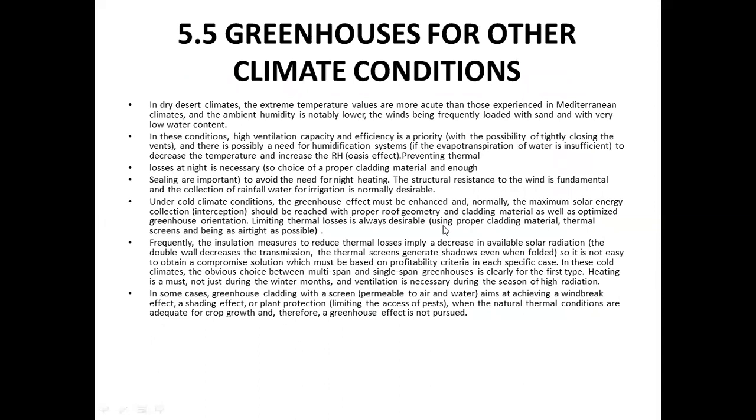Greenhouses for other climatic conditions. In dry desert climates, the extreme temperature values are more acute than those experienced in Mediterranean climates, and the ambient humidity is notably lower. The winds are frequently loaded with sand and have very low water content. In these conditions, high ventilation capacity and efficiency is a priority, with the possibility of tightly closing the vents, and there is possibly a need for humidification systems if the evapotranspiration of water is insufficient to decrease the temperature and increase the RH, preventing thermal losses at night.